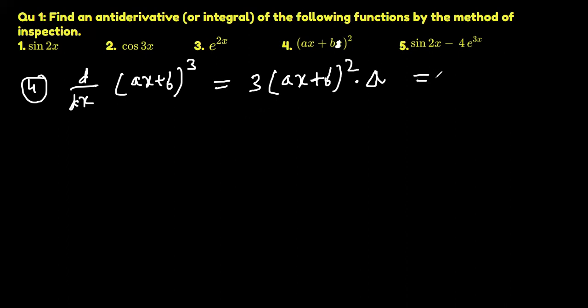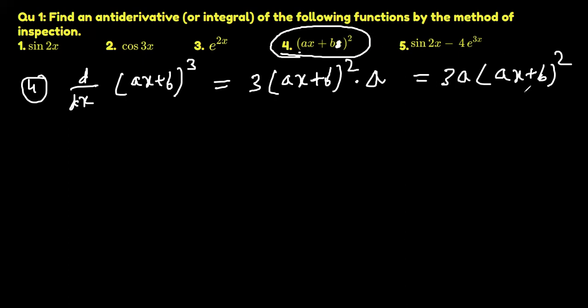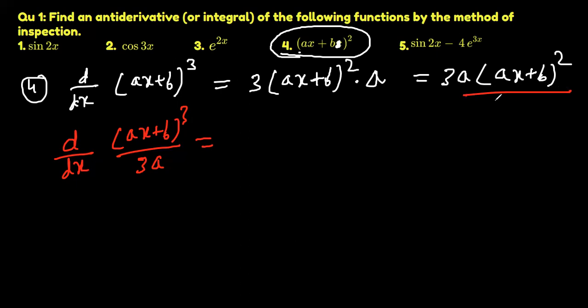That means 3a, a constant, is written in front: 3a times (ax plus b) whole squared. We are given (ax plus b) whole square, so on the right side we just need (ax plus b) whole square. For that, we divide both sides by 3a. The derivative of (ax plus b) whole cube divided by 3a is the same as, on the right side, if you divide by 3a, what do you get? This 3a and 3a should get canceled, no?